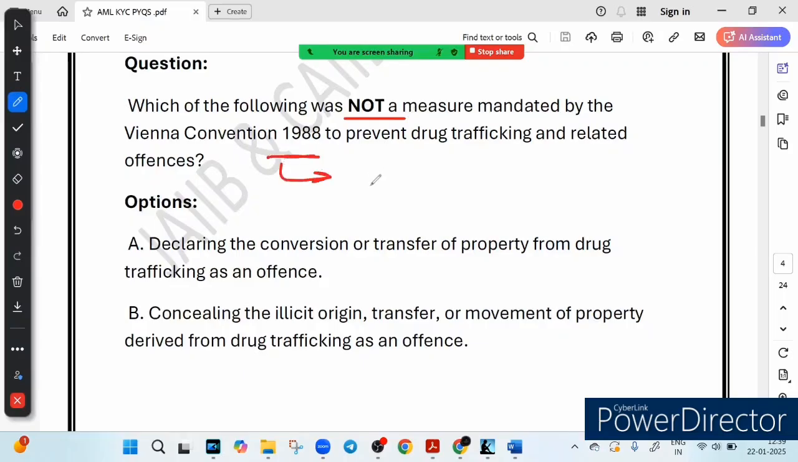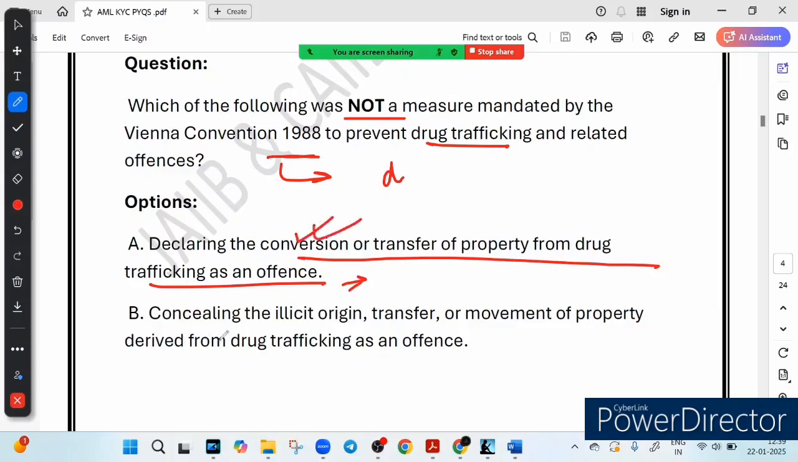Now, the Vienna Convention happened in 1988. It was a global agreement focused on fighting drug trafficking and its financial impact. It listed specific measures to help countries crack down on this illegal activity, but not all actions were allowed. Let me explain. Option A says declaring the conversion or transfer of property from drug trafficking as an offense. See, this is correct. The convention wanted all nations to treat money or property made through drug trafficking as illegal and take strong action against it. Yes, correct.